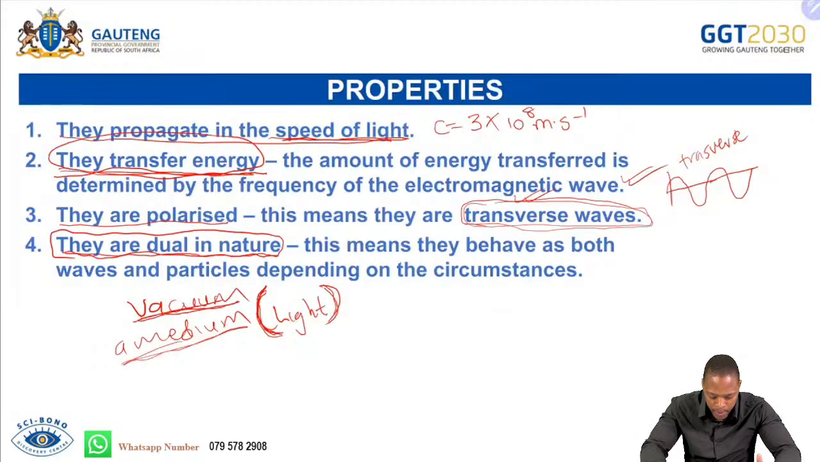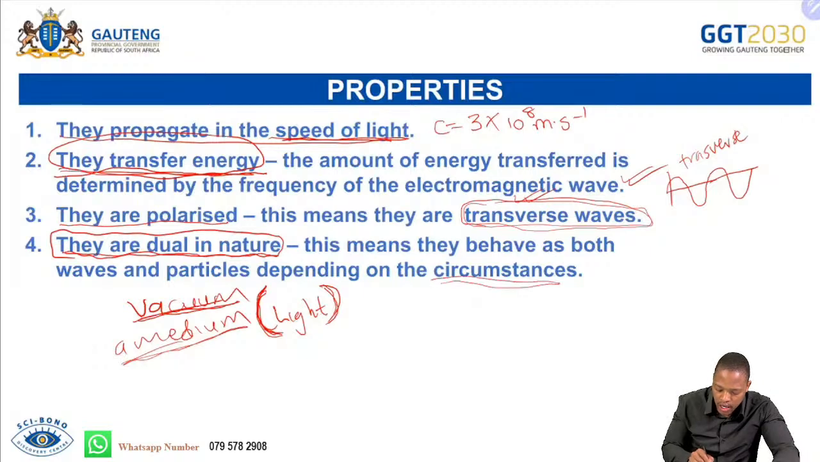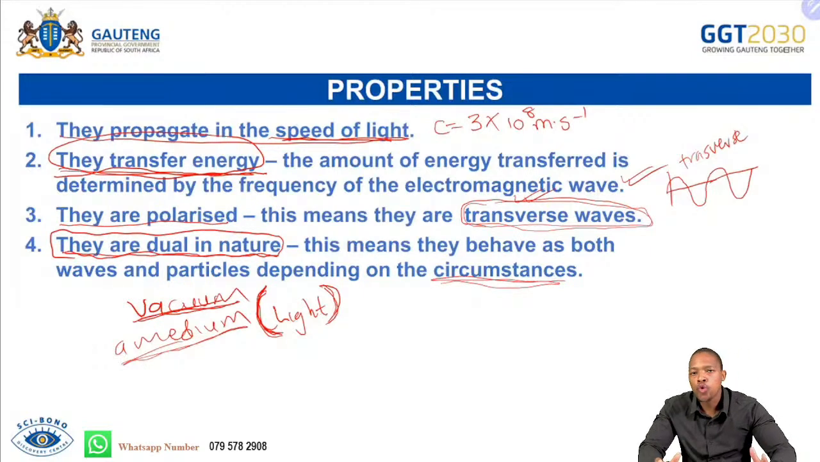And what do we mean by they are dual in nature? Light can behave both as a wave and as a particle, depending on the circumstances. So electromagnetic waves are dual. They can behave as a wave, and then sometimes you can find them behaving as a particle, depending on the circumstances.